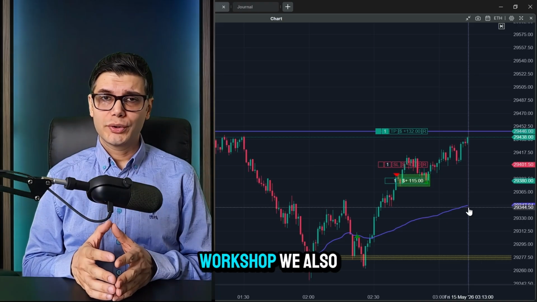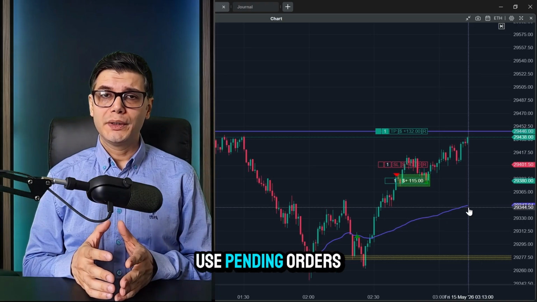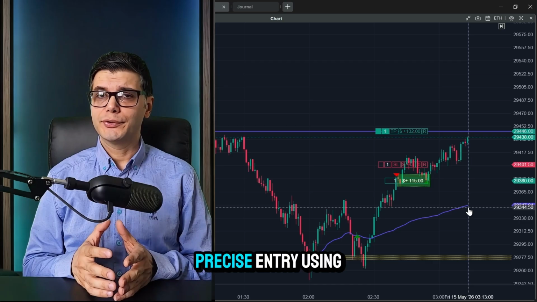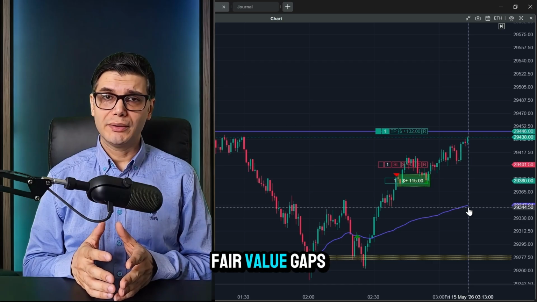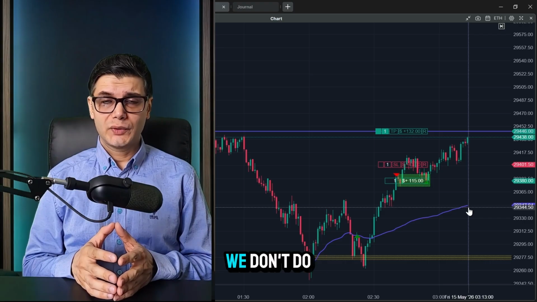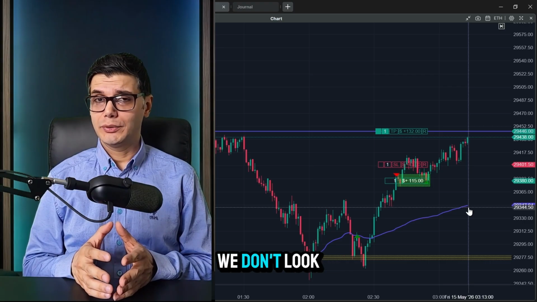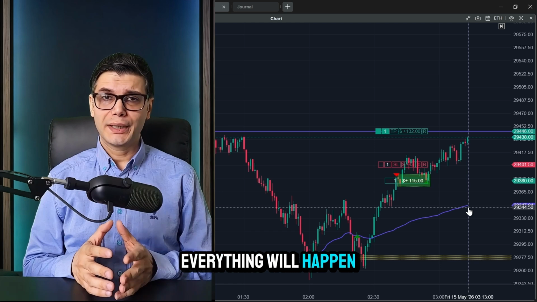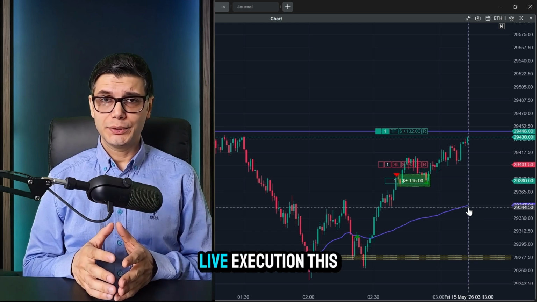And in this workshop, we also learn how to use pending orders, limit orders for precise entry using fair value gaps. At Trading with Whales, we don't do back testing, we don't do market replay, and we don't look at the history. Everything will happen on live market, live execution.